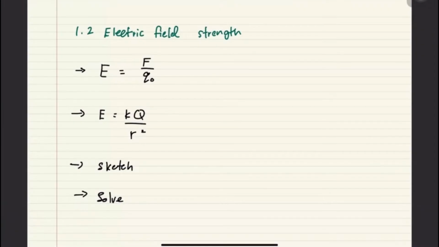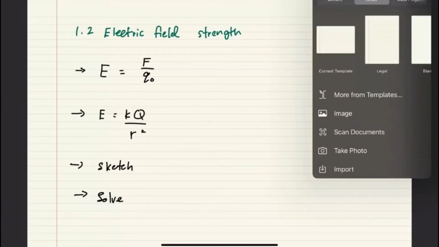Kamu ada few main things yang kamu kena tahu. Number one, you need to know the formula. Ada 2 formula. Okay, lepas tu kamu kena boleh melukis dengan able to solve the problems related to the topic. Okay, we start with the formula first.